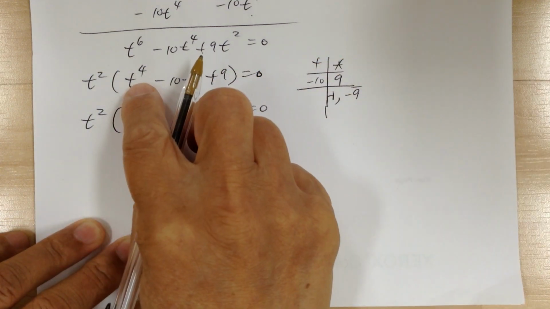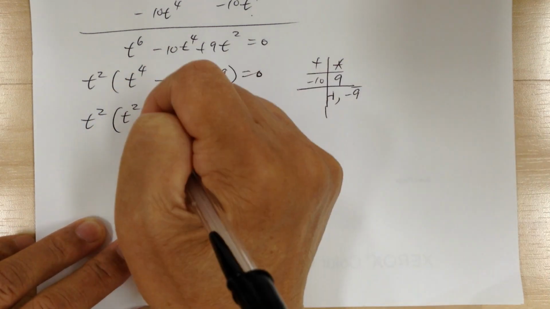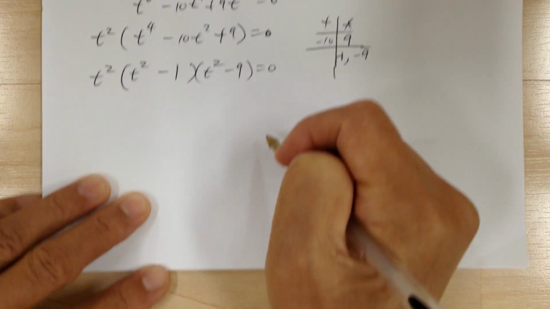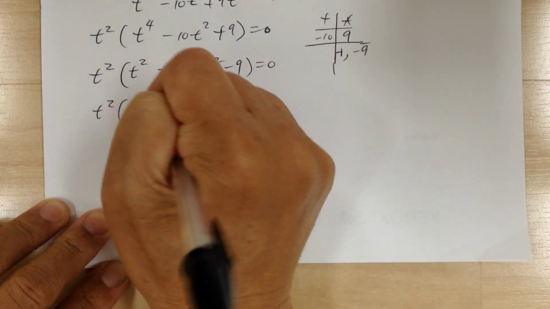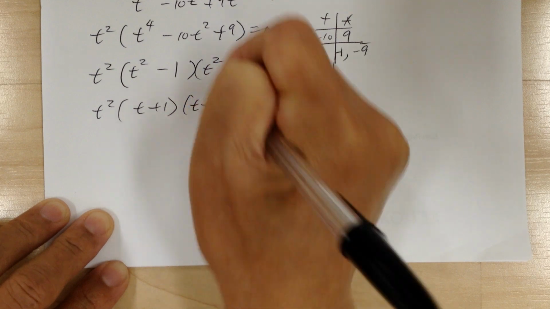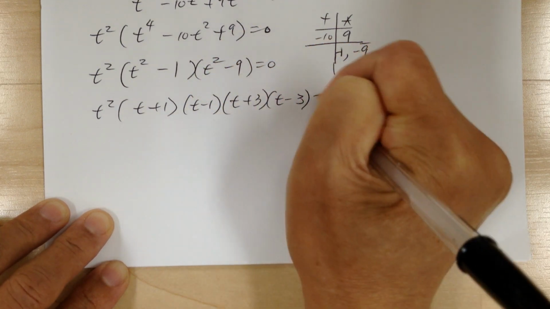But because it's the t to the 4th, you need to break it into t squared and t squared. You need to have a minus 1, minus 9. Then you have to factor more. So you're going to get t plus 1, t minus 1, and t plus 3, t minus 3, equal to 0.